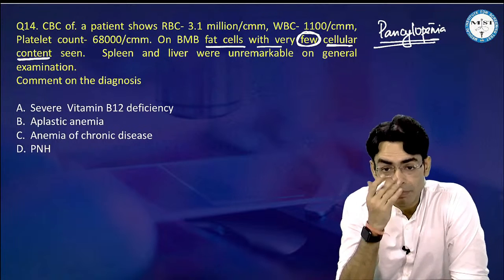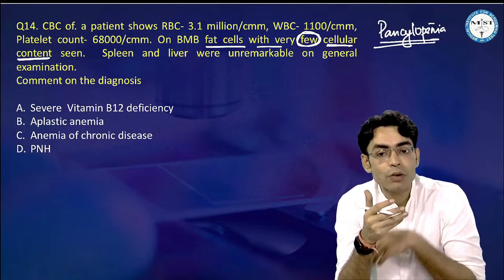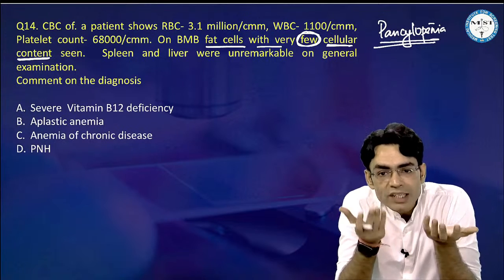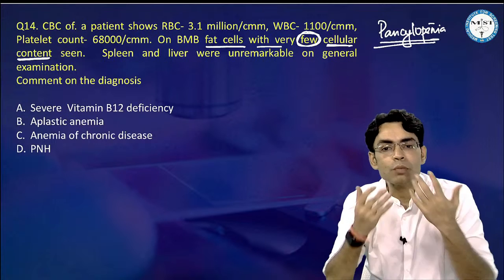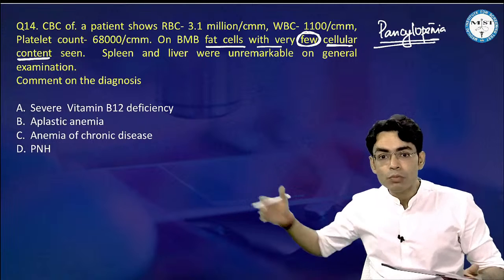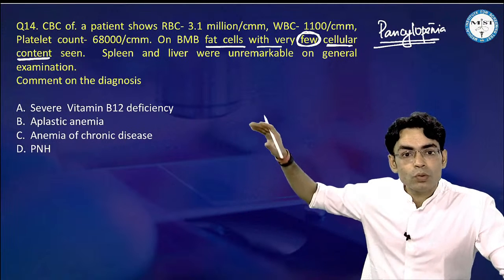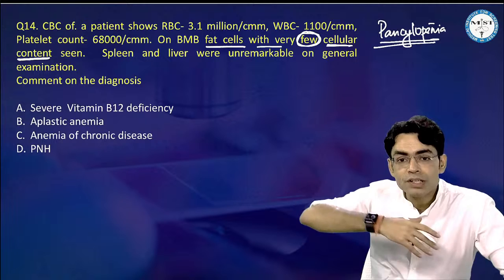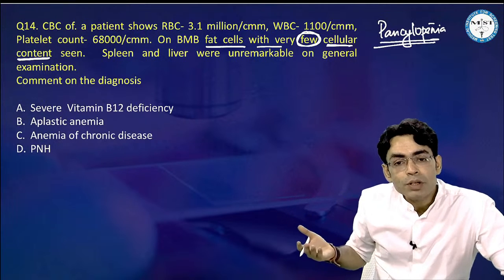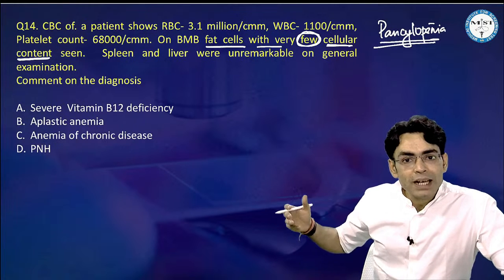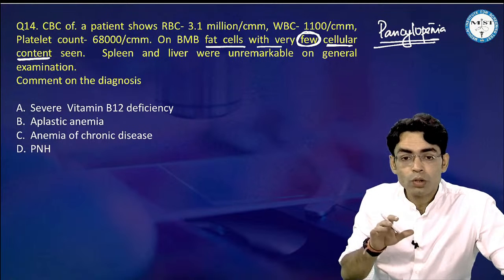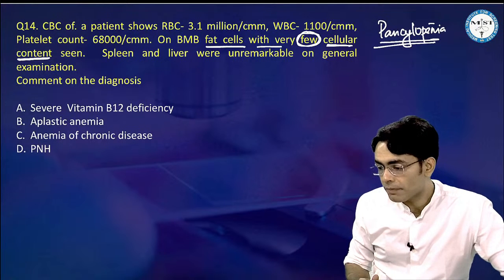Very less. Marrow should contain normal cells and all the primitive cells inside, because in the marrow we have the hematopoietic stem cell sitting. If the hematopoietic stem cell is sitting, it should multiply into multiple other cells. But that is not seen. All the marrow is transformed into fat. Spleen and liver were unremarkable on general examination. That means there is no hepatosplenomegaly in these patients.